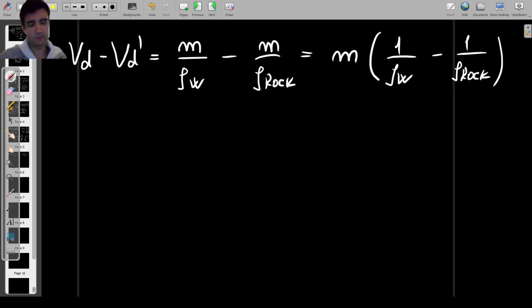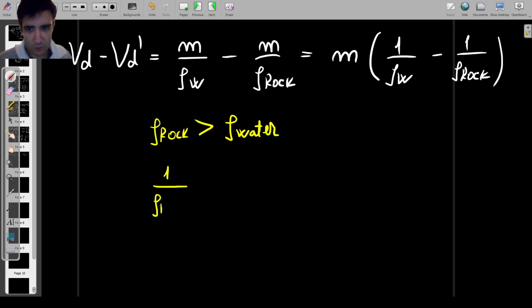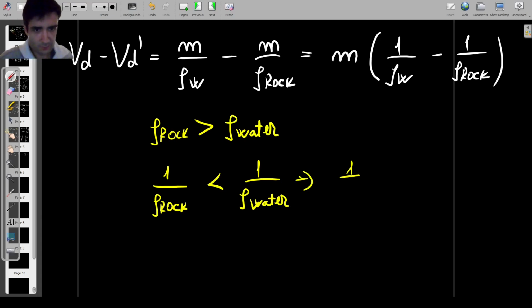And I think we're in good shape right now, because we know that the density of the rock is bigger than the density of the water. So if you invert those two variables, you'll get that 1 over the density of the rock is actually smaller than 1 over the density of the water, because that's how fractions work. So then if you subtract 1 over the density of the water minus 1 over the density of the rock, this is going to be a positive value.